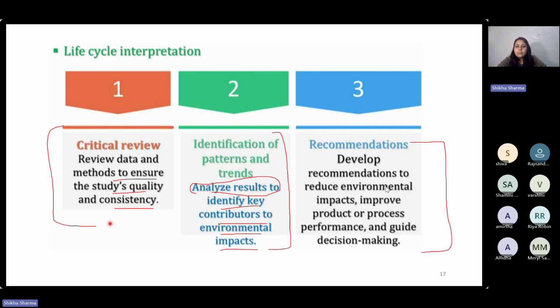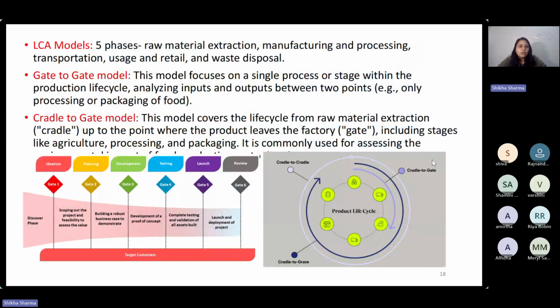Then the recommendations are developed so that the environmental impacts can be reduced, or the process or the product performance can be improved, and decisions will be made based on those recommendations. So this LCA model basically has 5 phases. Any product has these 5 phases, which include raw material extraction, then manufacturing and processing, then transportation, then usage and retail, and finally waste disposal.